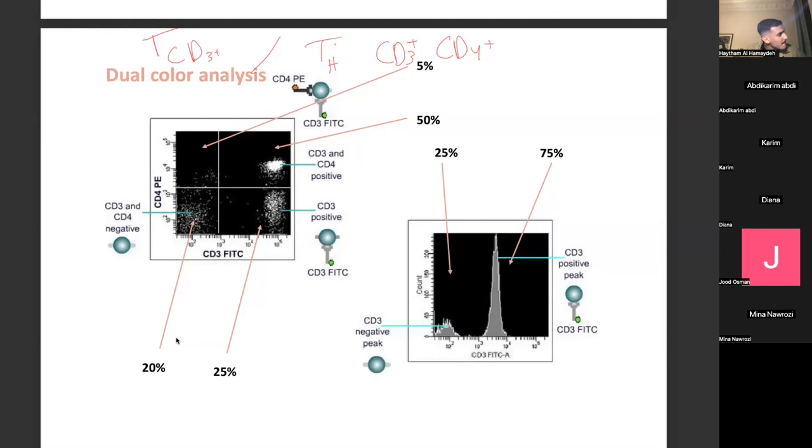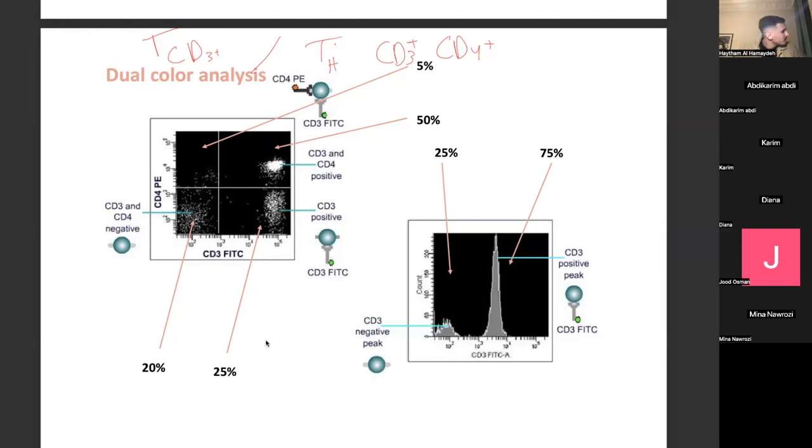I caught it. You got it? I'm just getting confused with the negative part. When it says CD3 negative, CD3 is not present. Okay. Everybody clear? Yes. Thank you.